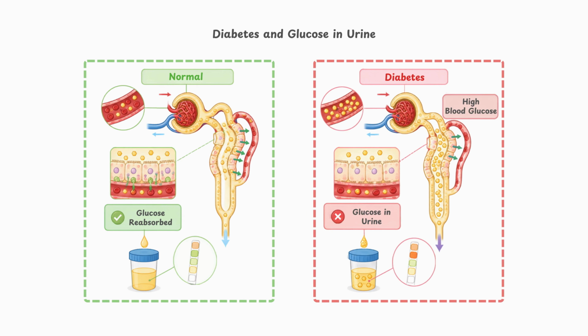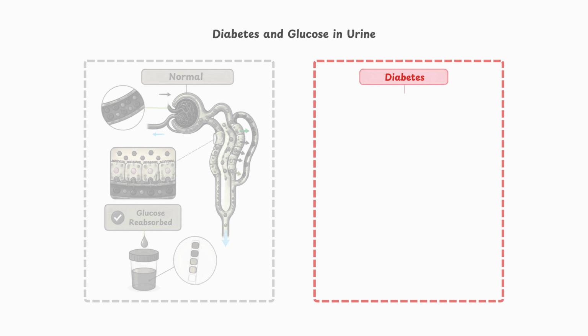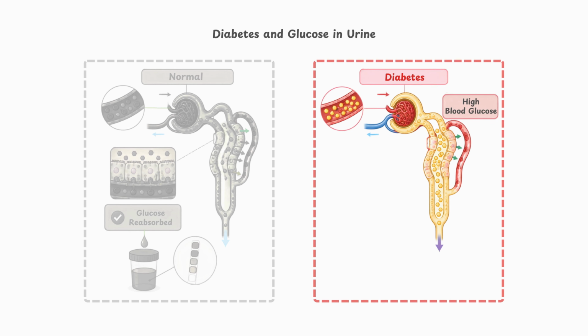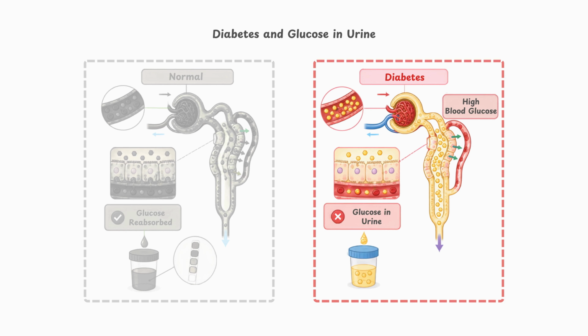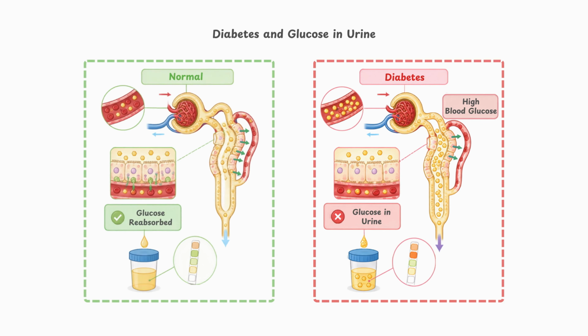When blood glucose concentration becomes very high, as in diabetes, more glucose is filtered into the nephron. Look at the diabetes side of the diagram. Because there is too much glucose in the blood, a larger amount enters the filtrate. The proximal convoluted tubule cannot reabsorb all of it, so instead of all the glucose returning to the bloodstream, some of it stays in the filtrate. The excess glucose remains in the filtrate. As the filtrate becomes urine, glucose is excreted from the body. This is why glucose may appear in the urine of a person with diabetes. For this reason, testing urine for glucose can help identify diabetes.